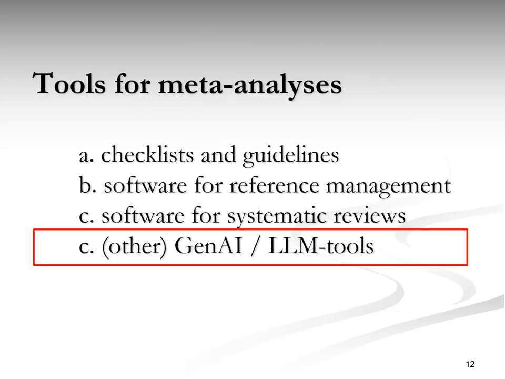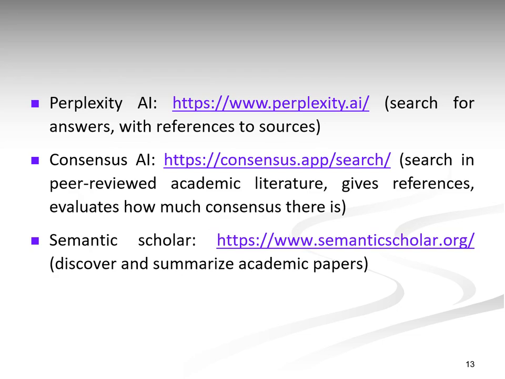Also, other generative AI tools that are not specifically developed for systematic reviews may be helpful. Perplexity AI can give answers to questions like ChatGPT, but with clear references to the sources that were used. Consensus AI does the same, but looks only in peer-reviewed scientific literature. It can also judge how much consensus there is among studies. Semantic Scholar is a tool that can be used to discover and summarize academic papers.